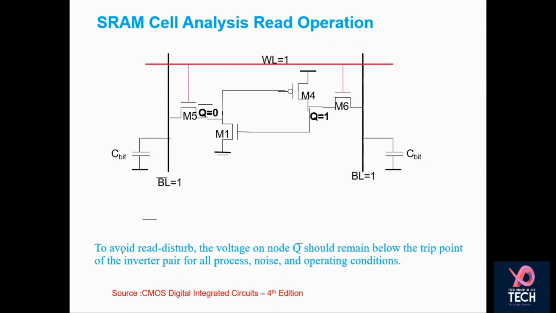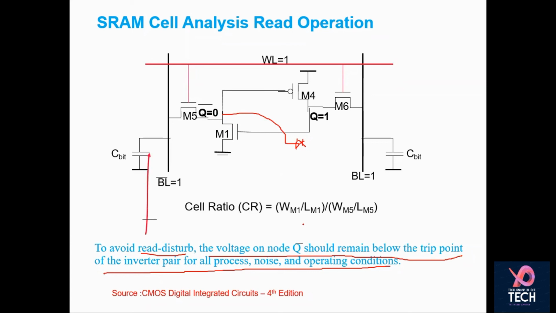We have seen that to avoid read disturb, the voltage on node Q should remain below the trip point of the inverter pair for all process, noise and operating conditions. So this should remain 0. Why 0? Because this is being used for this inverter here, so that means this is off. If this becomes higher, then the entire thing will be disturbed. That is what designing is all about: how we keep things under control.